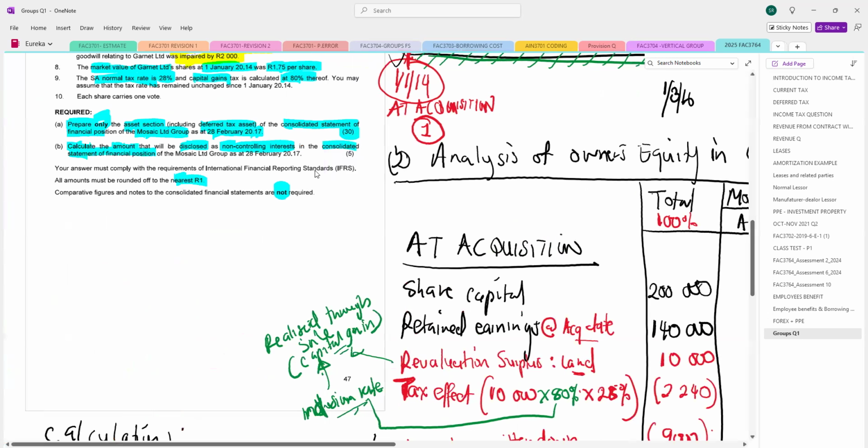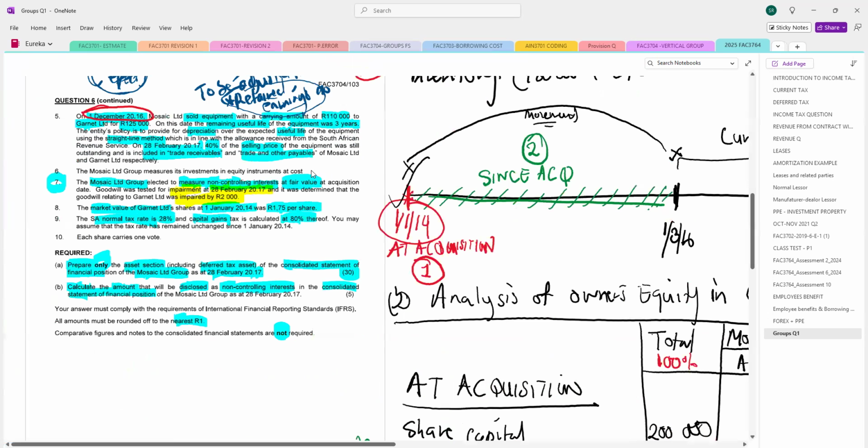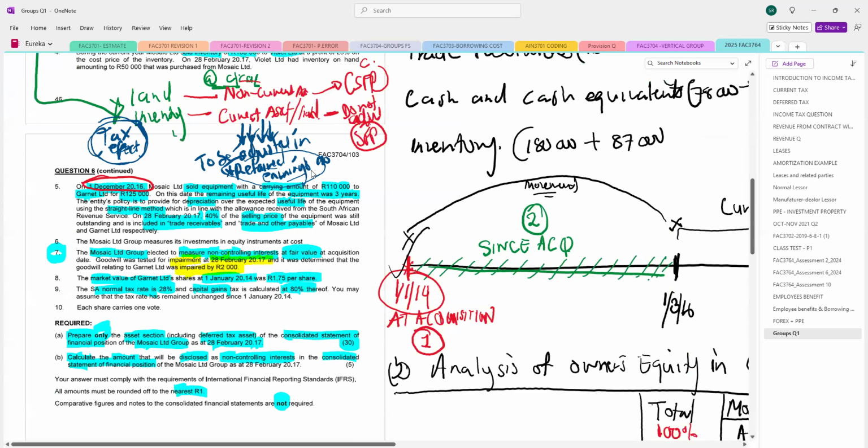Then, basically that will be that. And then 6 says Moisec Limited Group measures its investment in equity instrument at cost. This is per principle. It has to be measured at cost. So for those of you that are doing multiple choice questions, remember the investment must always be at cost, not at fair value. Okay. Then the rest of the information, I think we read it.